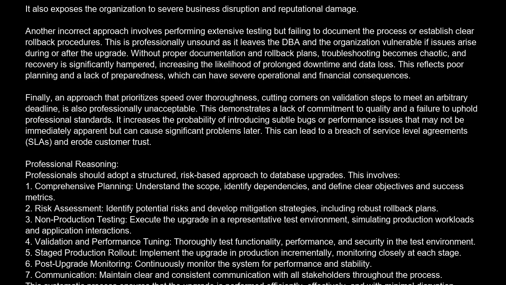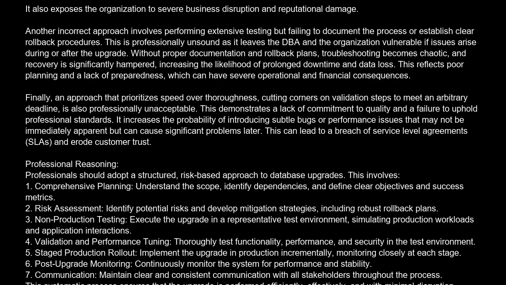Without proper documentation and rollback plans, troubleshooting becomes chaotic, and recovery is significantly hampered, increasing the likelihood of prolonged downtime and data loss. This reflects poor planning and a lack of preparedness, which can have severe operational and financial consequences. Finally, an approach that prioritizes speed over thoroughness, cutting corners on validation steps to meet an arbitrary deadline, is also professionally unacceptable. This demonstrates a lack of commitment to quality and a failure to uphold professional standards.